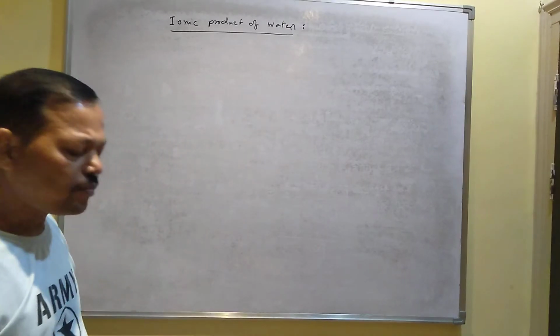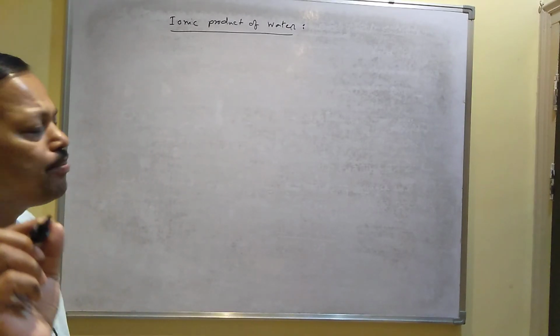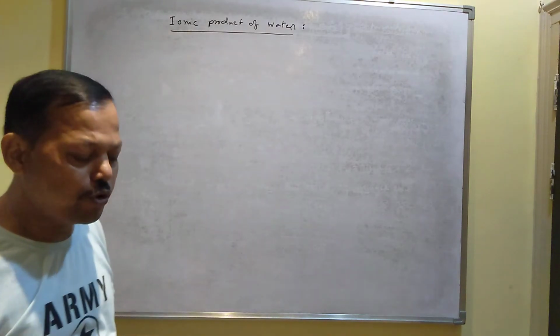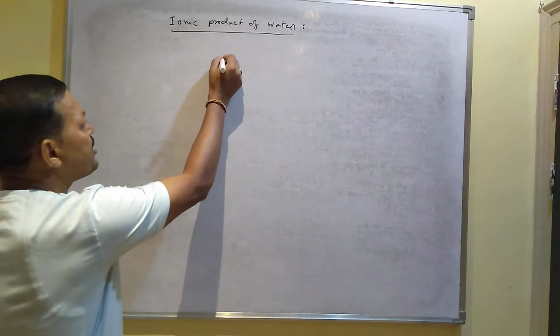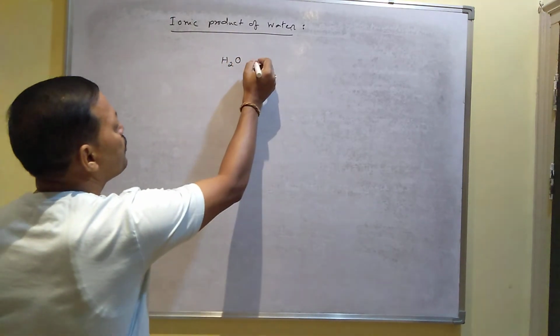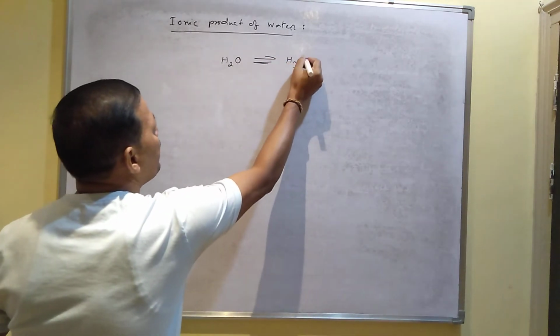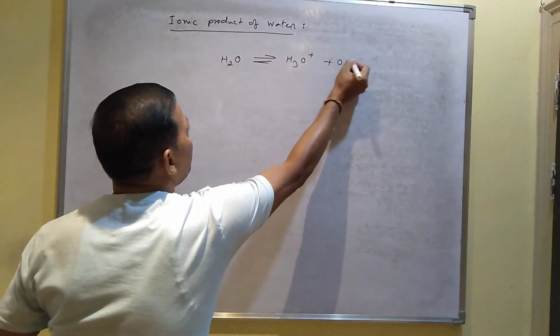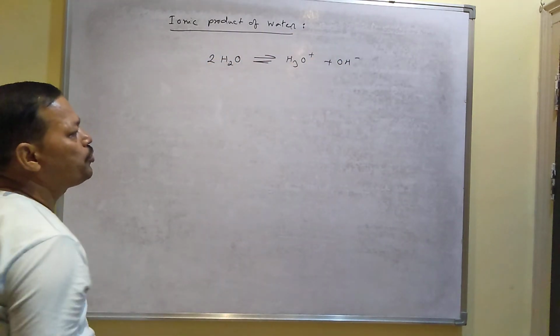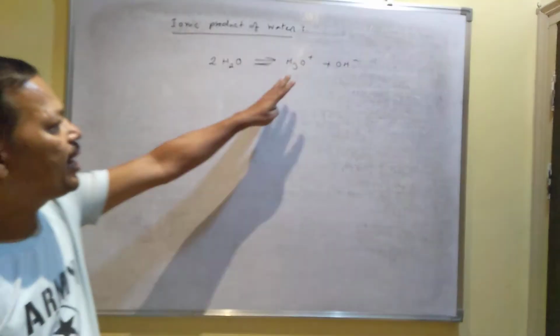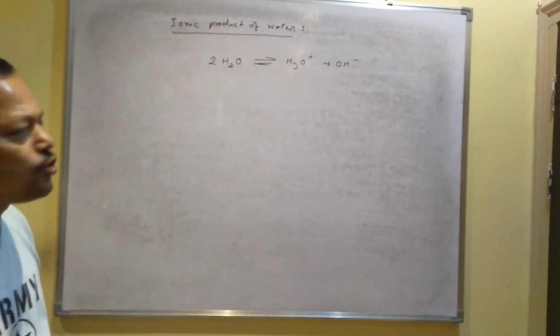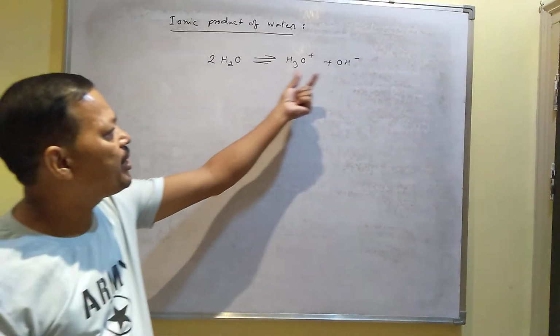And when you add some acid, base or salt, then water can produce ions, and water produces ions like this: H2O, when it breaks, produces hydronium ion and OH minus ion. To balance this, you have to put 2 here. Actually, water dissociates like this in the presence of acid, base or salt. Water produces hydronium ion and OH minus ion.